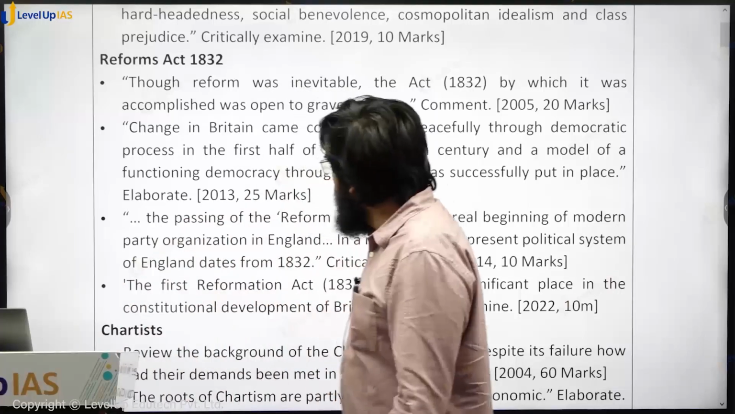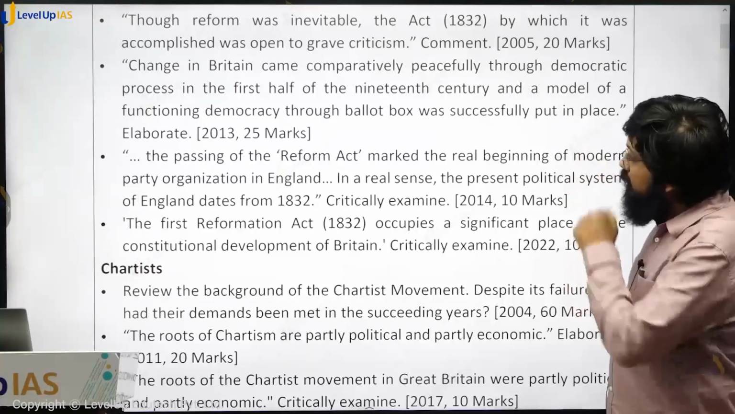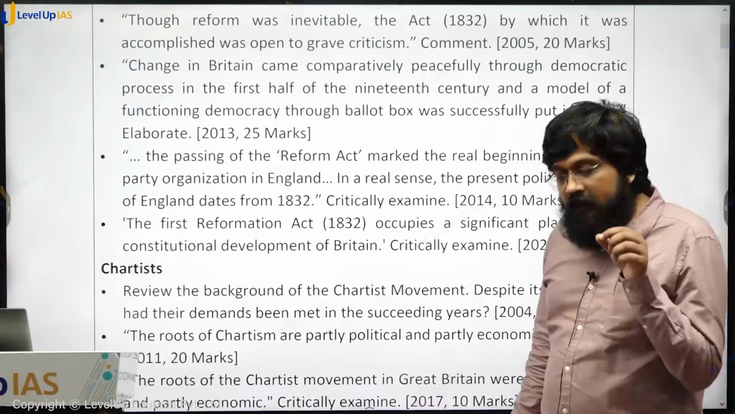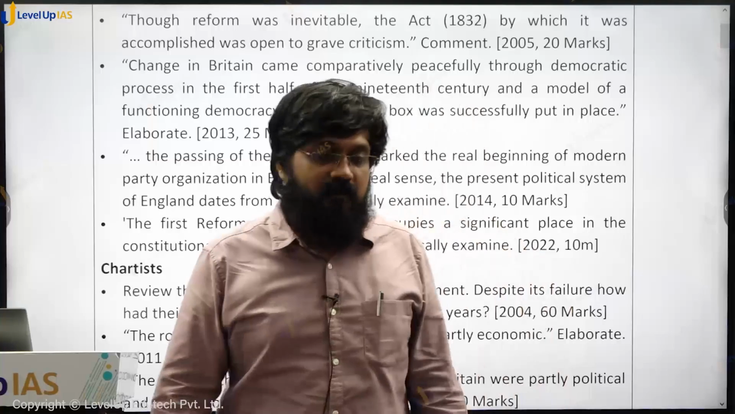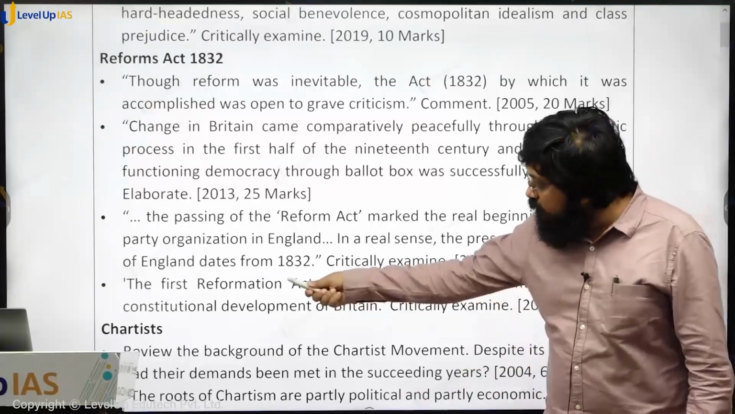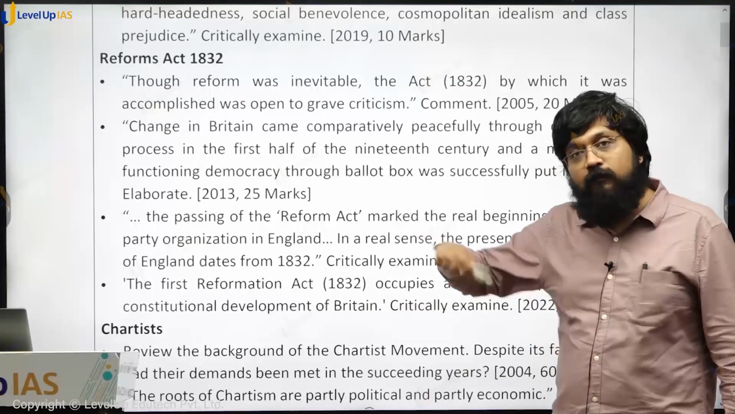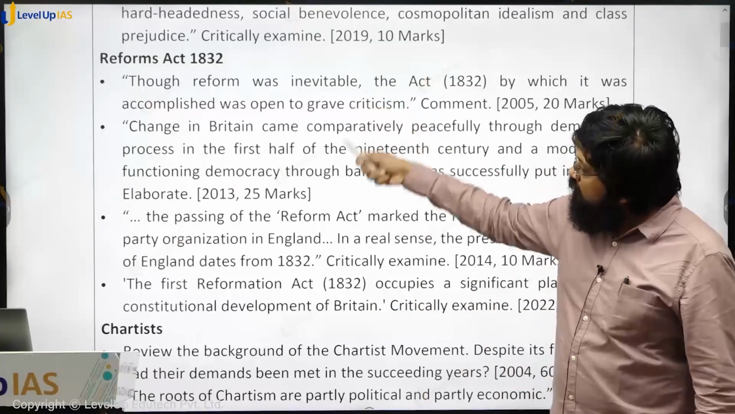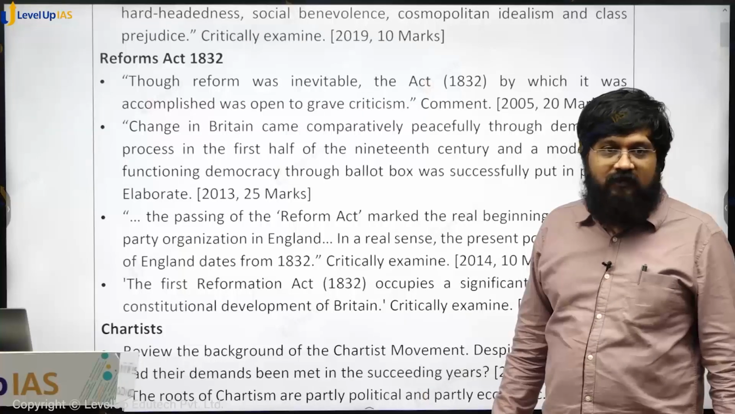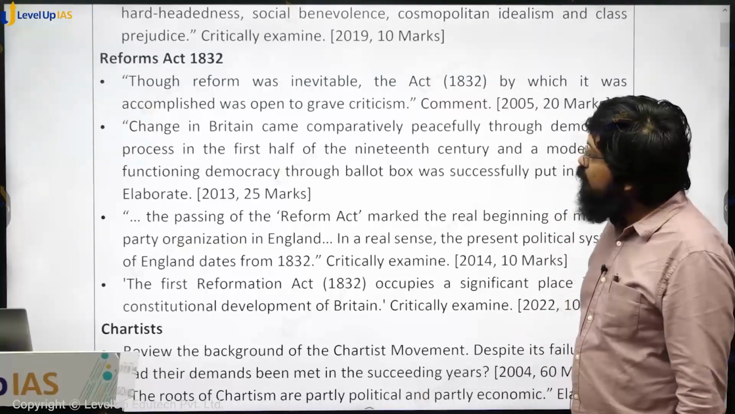Right? Then the passing of the Reform Act marked the real beginning of the modern party organization in England. Modern party organization in England, in the real sense, the present political system of England dates from 1832. Again, the question is not particularly about the Reform Act of 1832, it's about the consequences. The earlier question was about the limitations. And the third one, the first Reform Act, occupies a significant place in the constitutional development of Britain, critically examined. So, उसके पहले और बाद में के बीच में क्यों खड़ा है important. So, first, third, and fourth, all these three questions are primarily talking about the significance and consequences. What they have not asked is causes so far. But we have to talk about the significance and consequences.